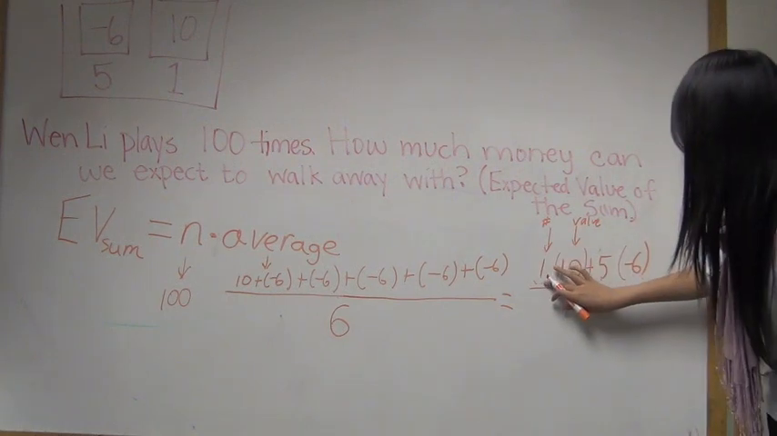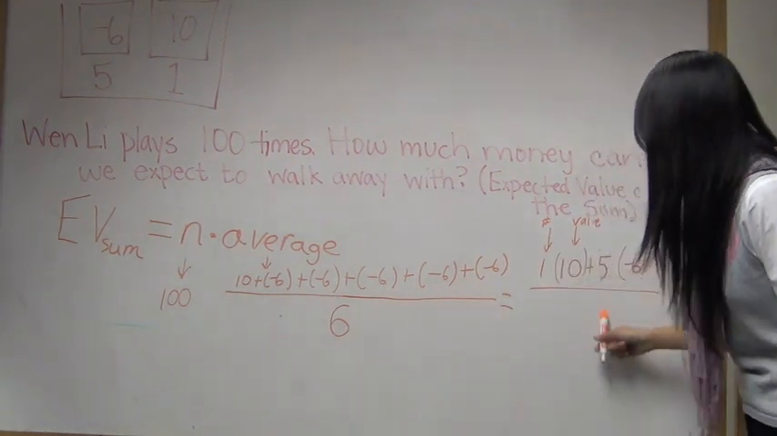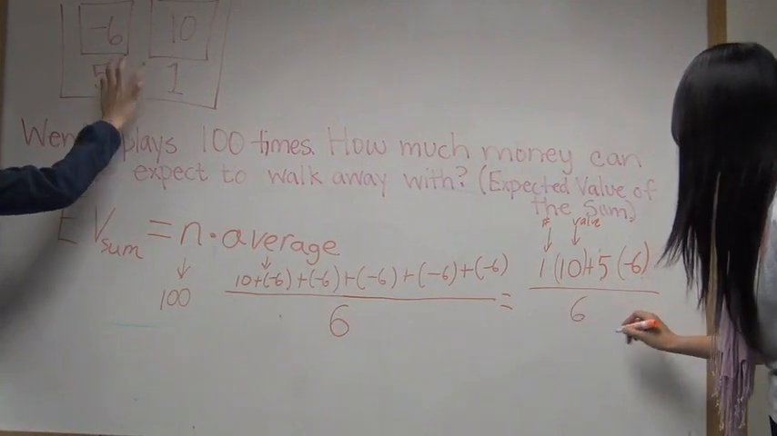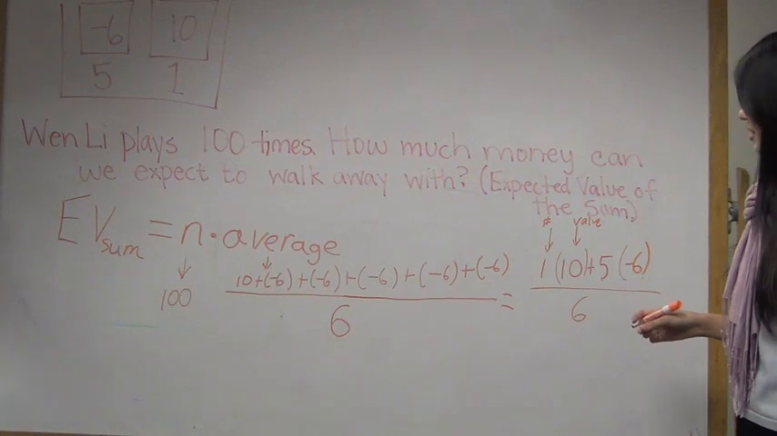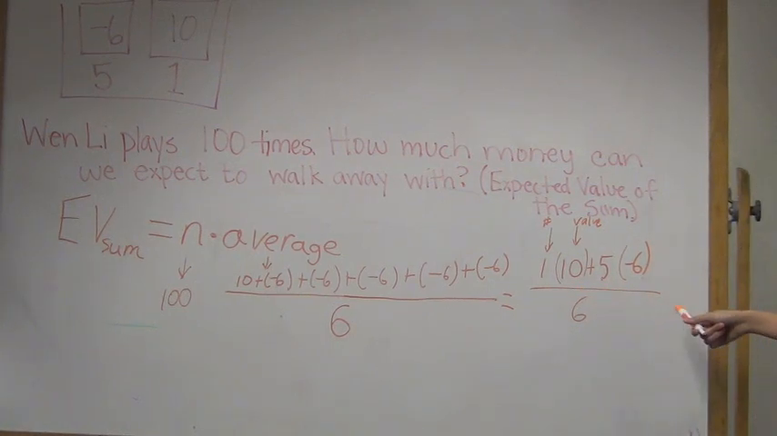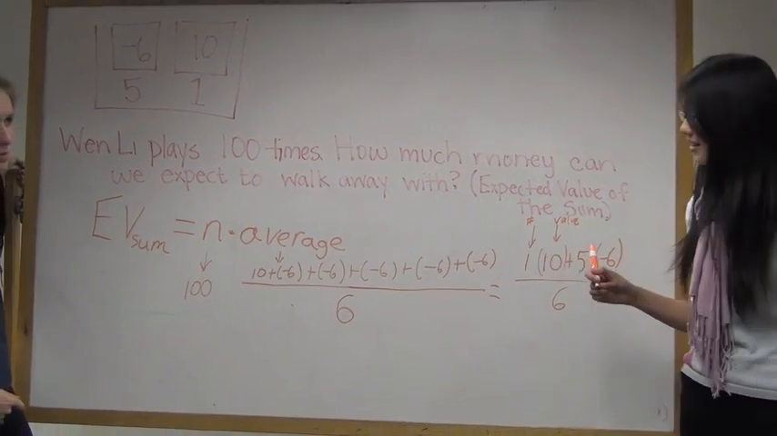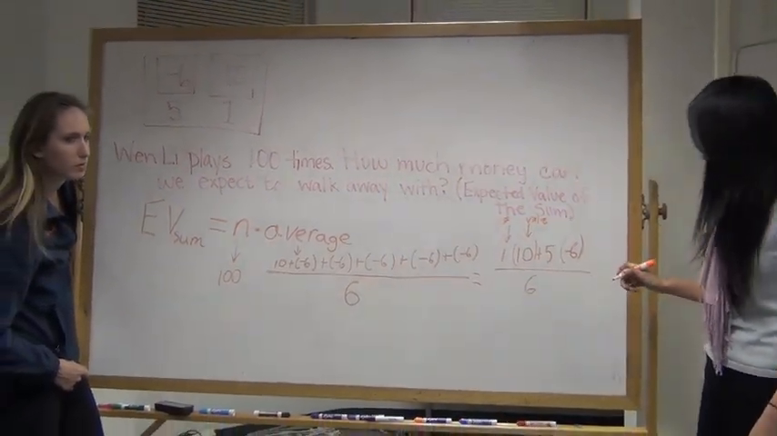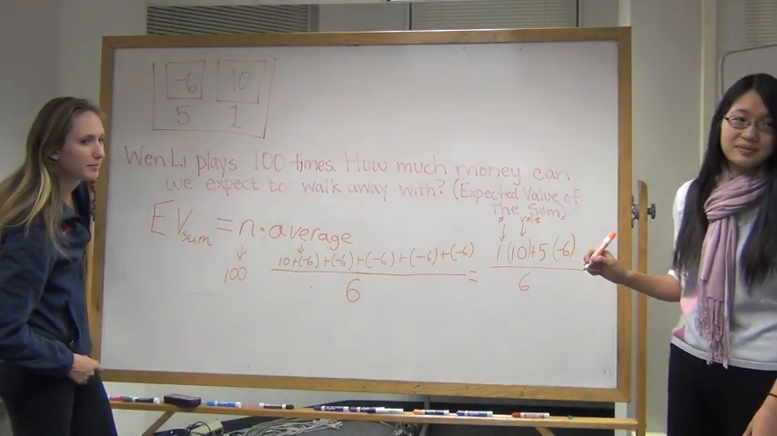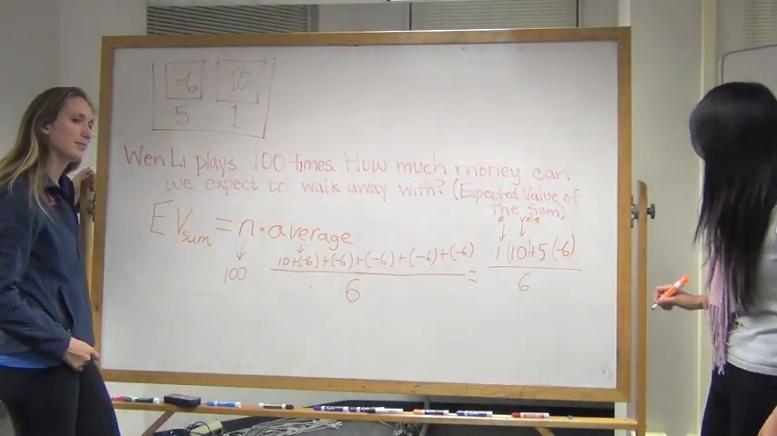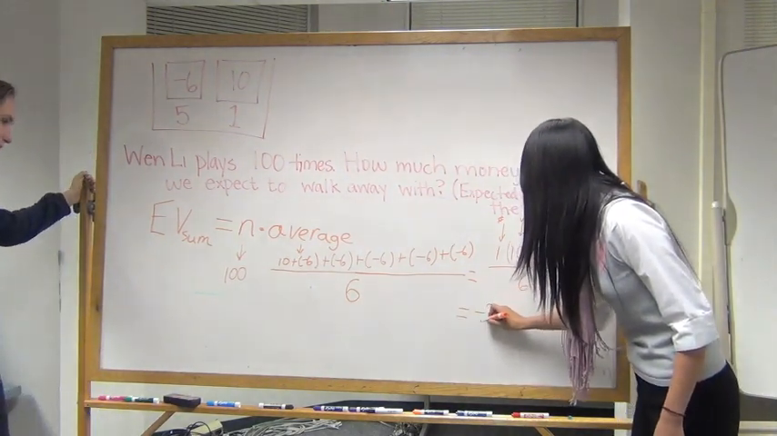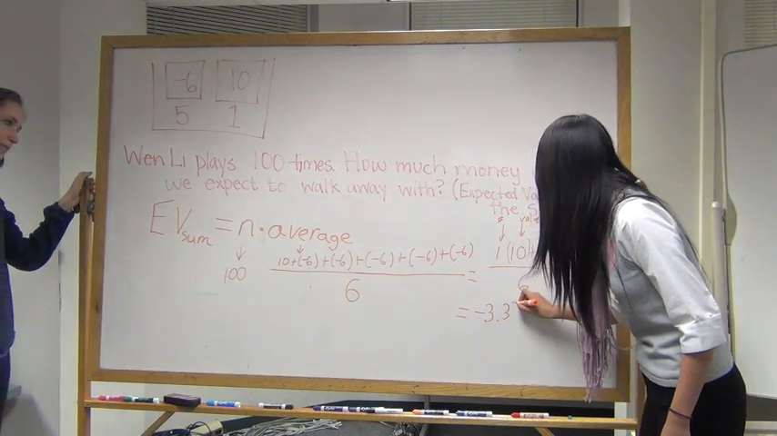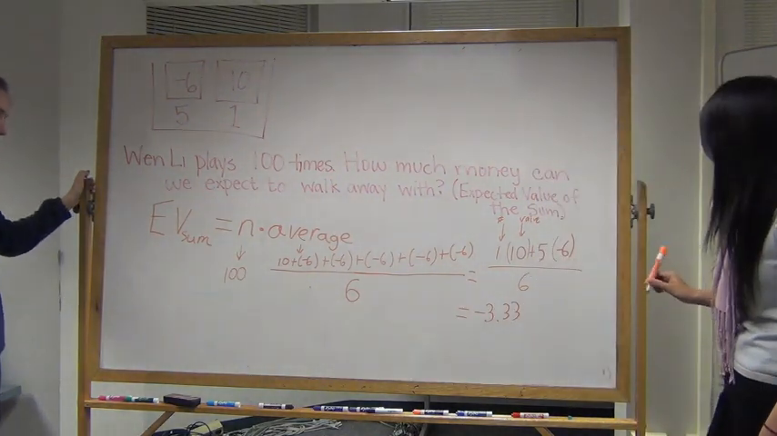Now I want to carry over that 6 and transfer it, because there's still 6 tickets. So what's that average turn out to be? That's 10 minus 30, so negative 20 over 6. How much is that? Negative 20 over 6 is negative 3 and a third, which is negative 3.333.